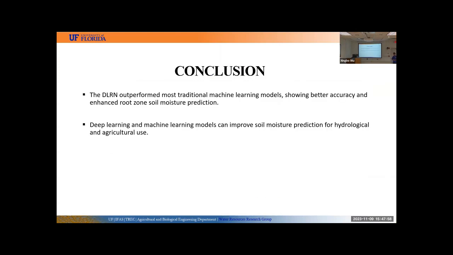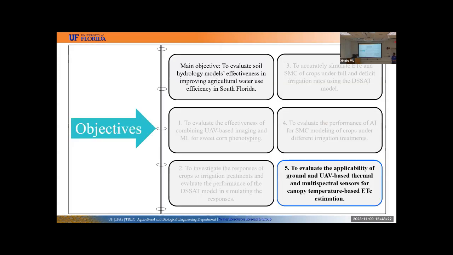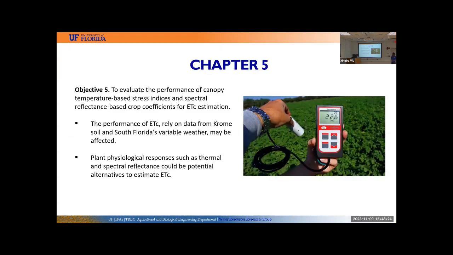So as a conclusion, we concluded that this deep learning regression network outperformed most of the traditional machine learning models, showing a better accuracy on the enhanced soil moisture prediction. So this deep learning, as well as the machine learning models, can improve the soil moisture prediction for hydrological and agricultural use. With that, I will end chapter 4.